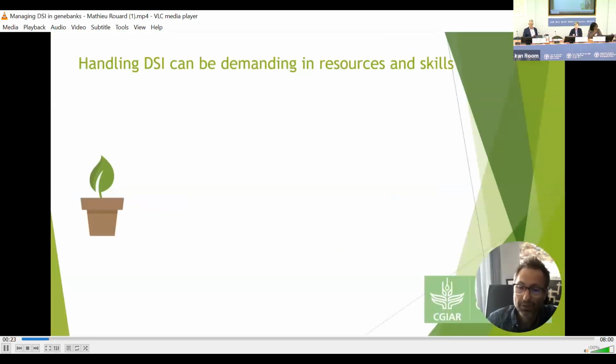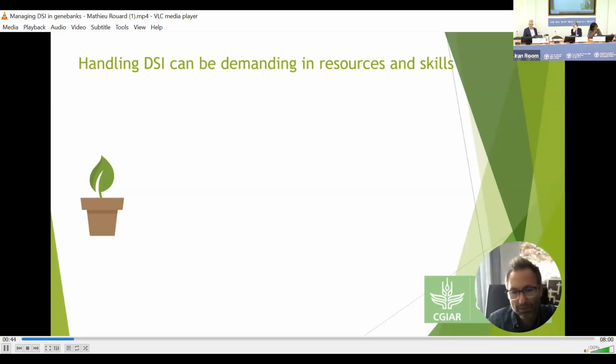I'm sure my colleagues Marie-Noël, Carolina and Monica already highlighted what we mean by digital sequence information in gene banks and how important they have become over the past years for conservation and use of genetic resources. But it's also very important to remind and stress that handling DSI can also be very demanding.